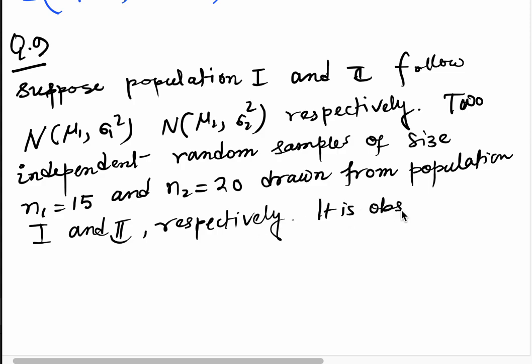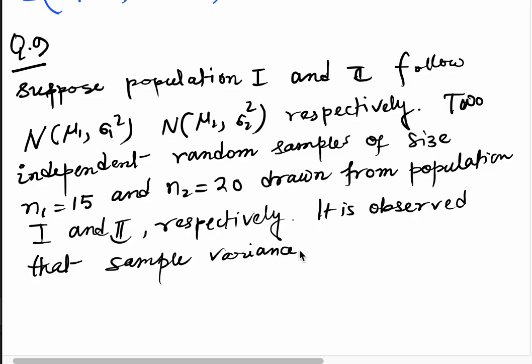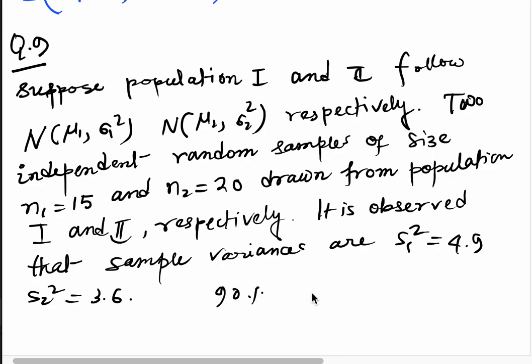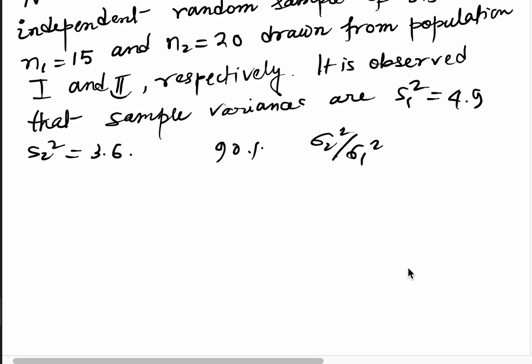It is observed that the sample variances S1 square is 4.9 and S2 square is 3.6 respectively. Find a 90% confidence interval for sigma 2 square by sigma 1 square. Let's do it.